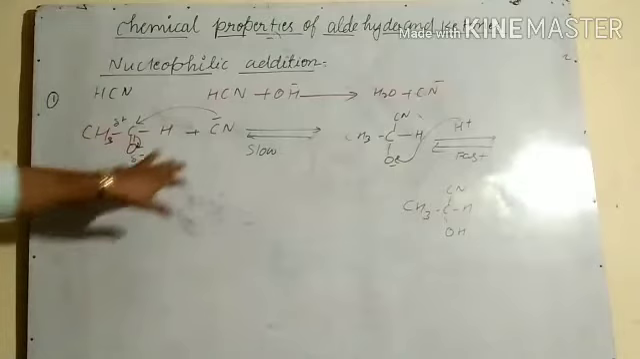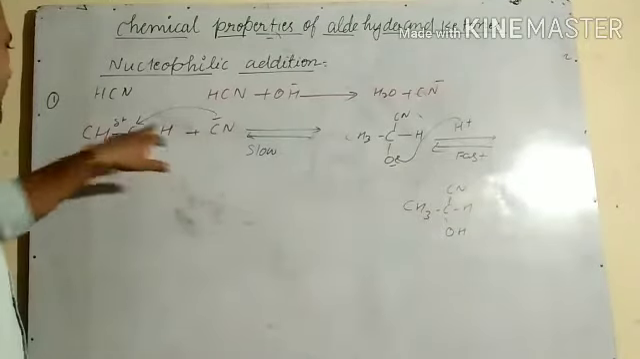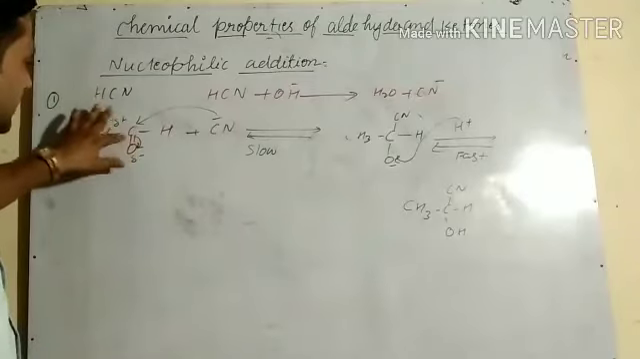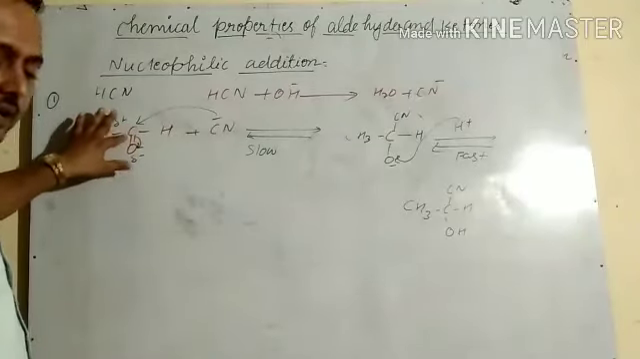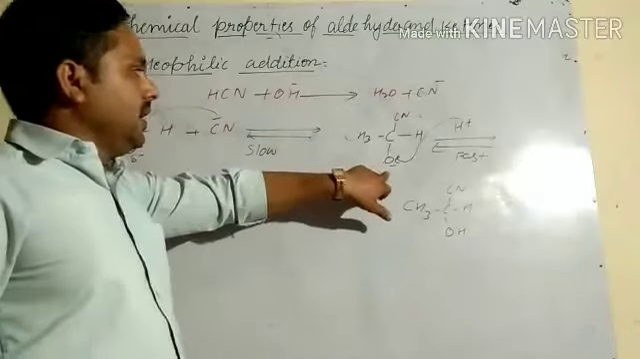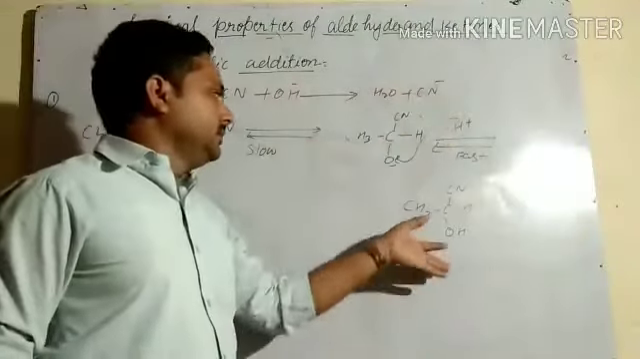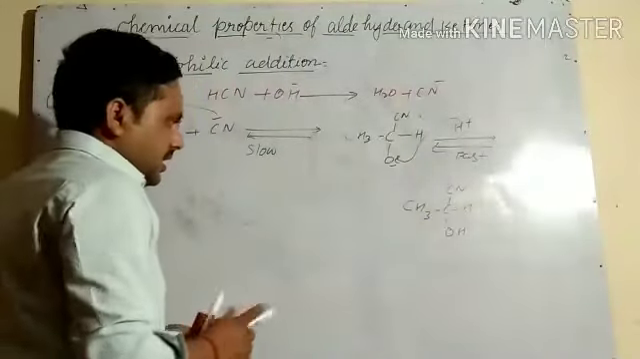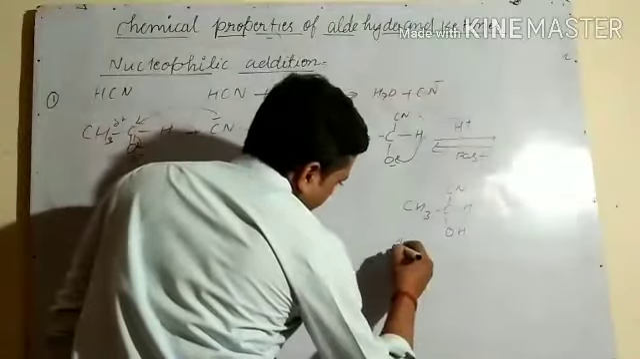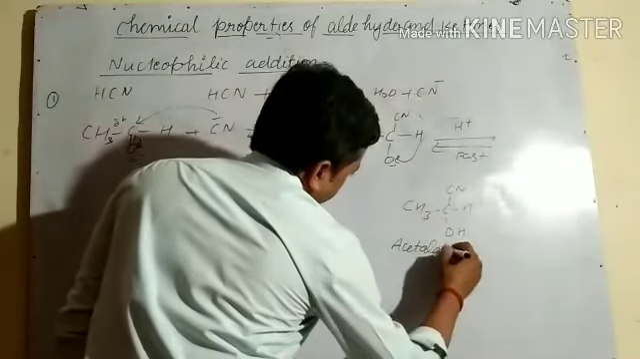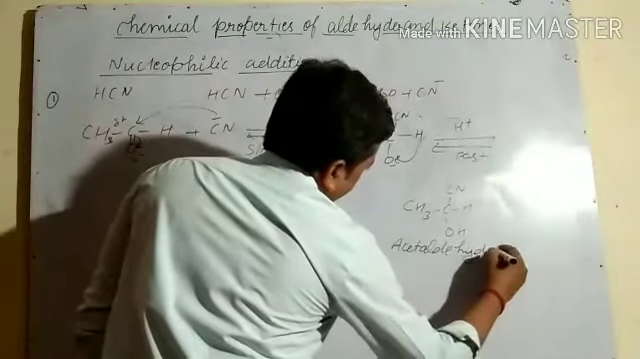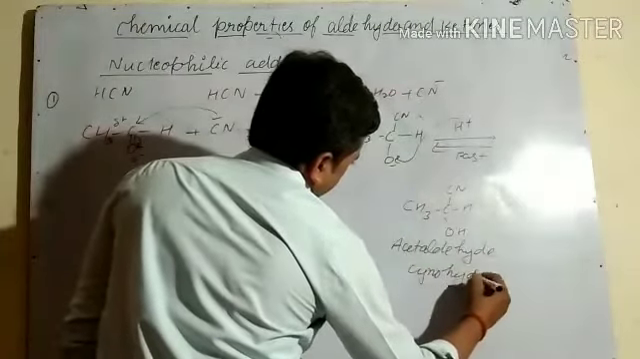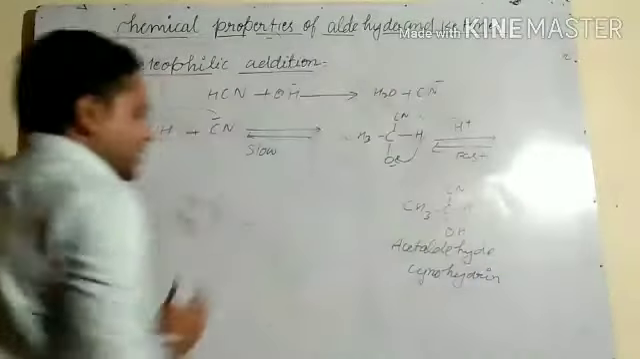You can see the cyanide attached to the electrophilic carbon. Which one is the electrophilic carbon? This carbon is electrophilic, and the cyanide attacks there and forms the intermediate, which abstracts hydrogen from the medium and forms the product. The name of this one is acetaldehyde cyanohydrin. So like this we will get the product.